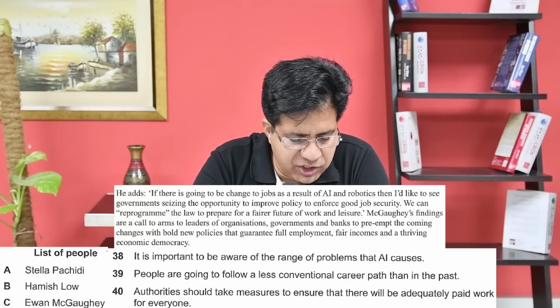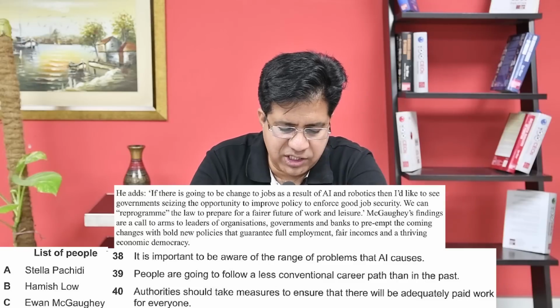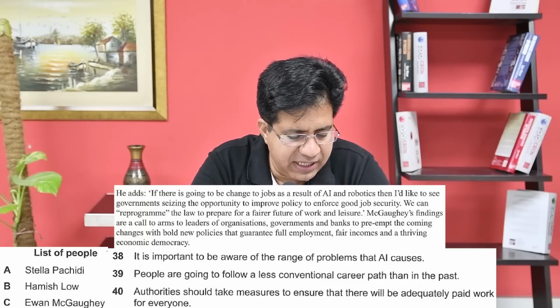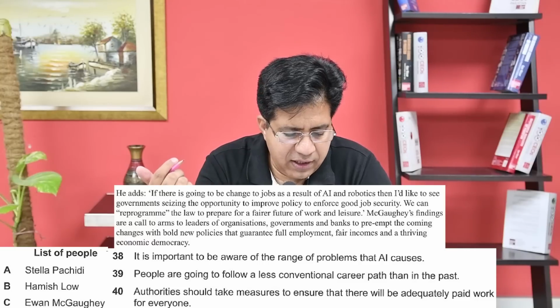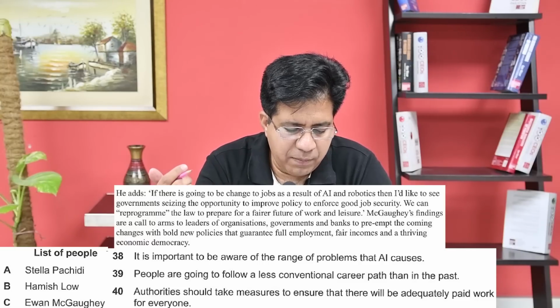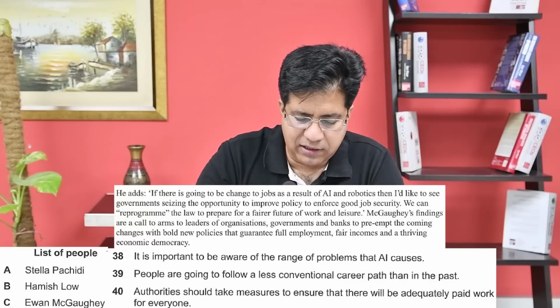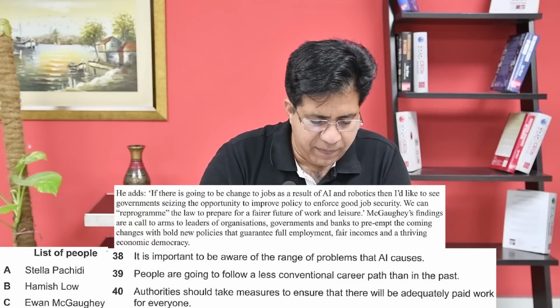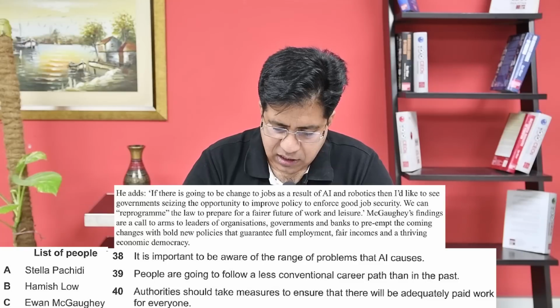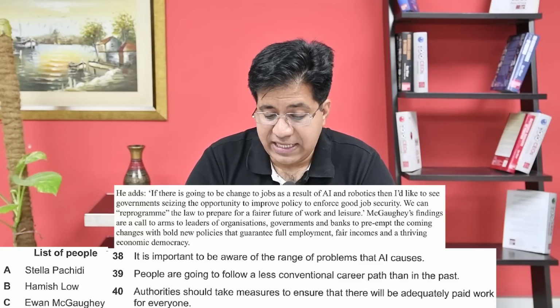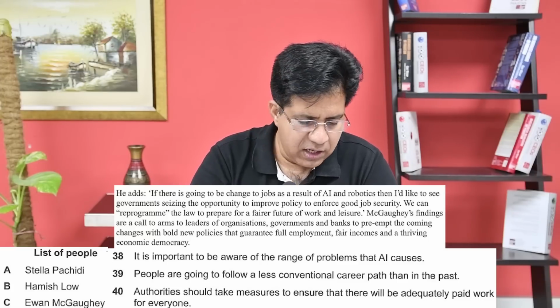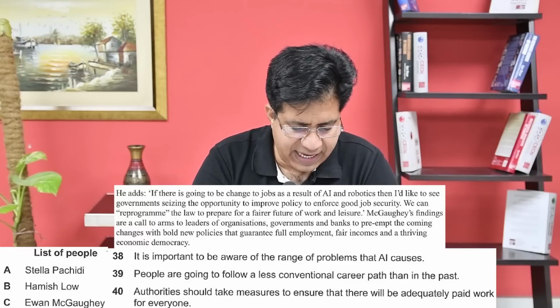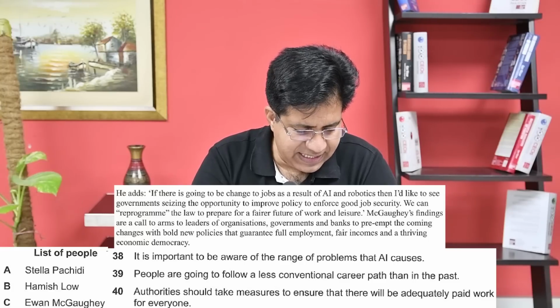His recently published research answers the question of whether automation, AI, and robotics will mean a jobless future. By looking at the causes of unemployment, history is clear that change can mean redundancies, but social policies can tackle this through retraining and redeployment. Go back, see if you find anything related to that. 40. Authorities, yes, absolutely, that's right. Authorities should take measures to ensure that there will be adequately paid work for everyone. So that is what he said, but social policies can tackle. All right, let's see. Please come to next one.